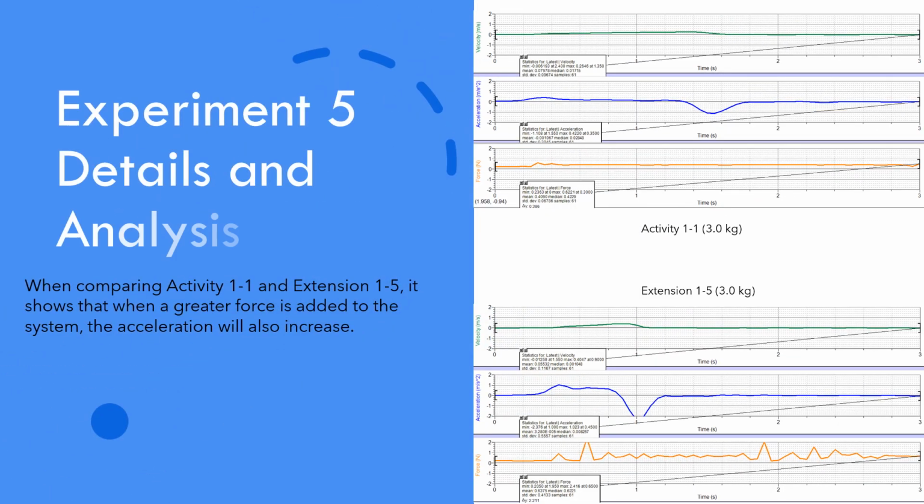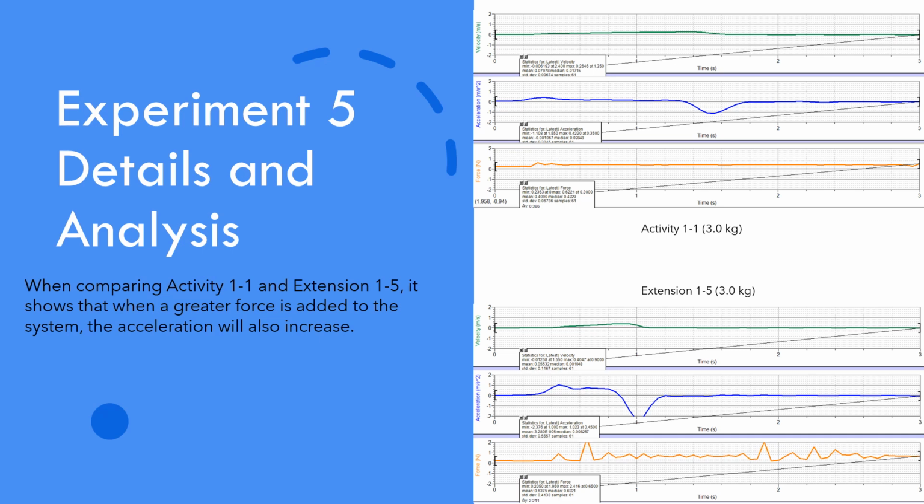So if we take a look at activity 1.1 and extension 1.5, these activities were both performed the same way. We had the carts and the masses stacked on top of them, and then attached to that we had the string with the hanging mass that was pulling the cart away from the motion detector. The only differences were that in activity 1.1, the hanging mass was a little bit less, and then at extension 1.5 we actually doubled the hanging mass because we wanted to double the force on the cart.